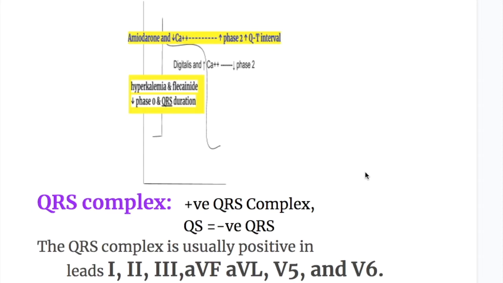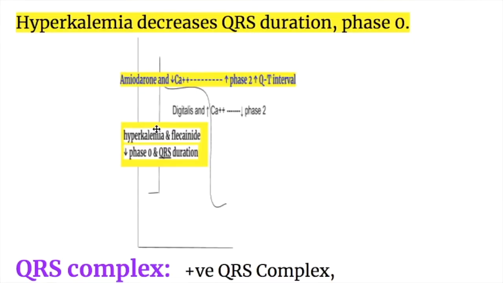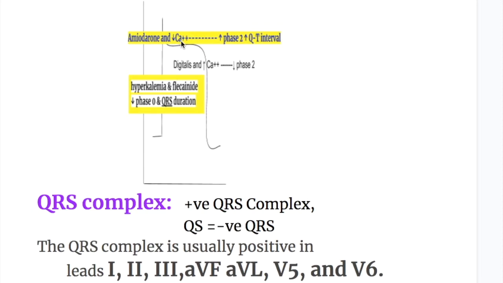What's the effect of potassium and calcium on QRS complex? Hyperkalemia decreases the QRS duration and hypokalemia increases the QRS duration and increases the QT interval. That is why in hypokalemia QT interval is prolonged. Similarly, decreased calcium or hypocalcemia increases phase 2. So both potassium and calcium deficiency increases the QRS duration and increases the QT interval.